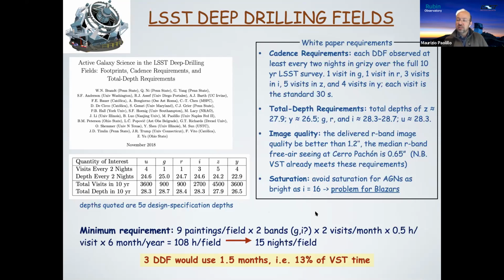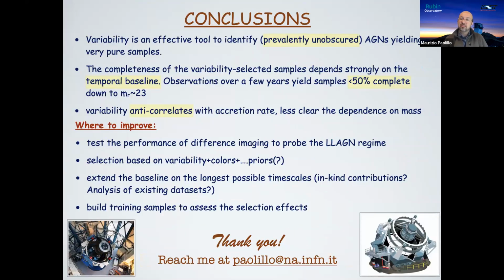So at this point I would conclude saying that the point that I wanted to make here is that variability is a very effective tool to identify prevalently an obscure AGN, and that yields a very pure sample. We are still behind in completeness. So the extension of the baseline to 10 years will definitely help. And then we have to push also, improving on the image difference analysis and try to dig out the type 2 and the low luminosity AGN.